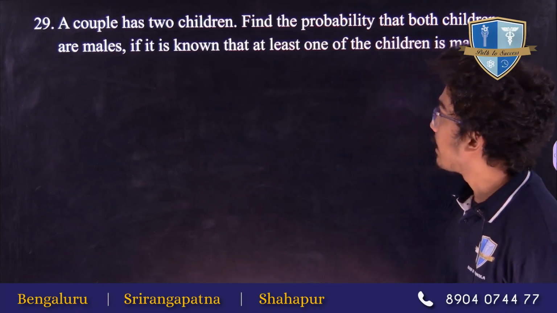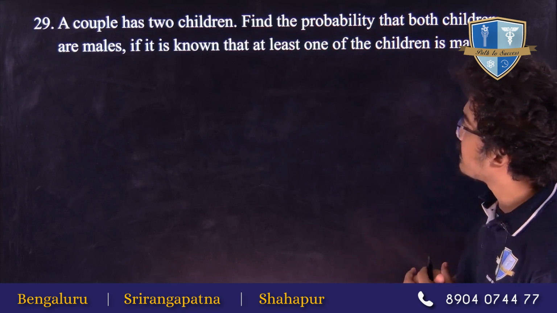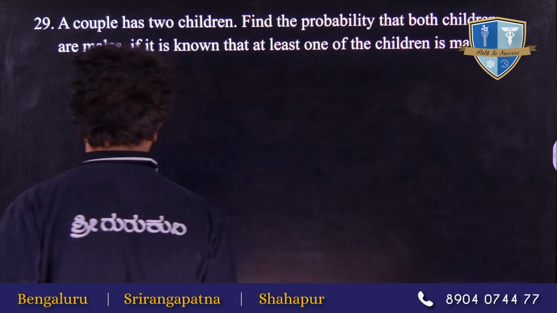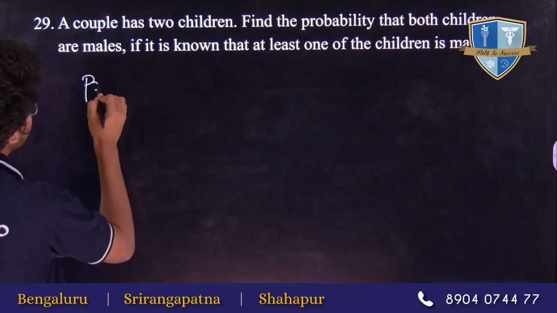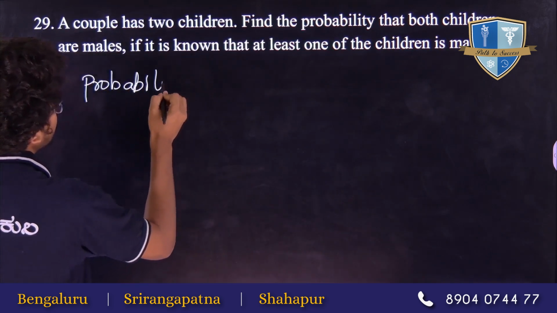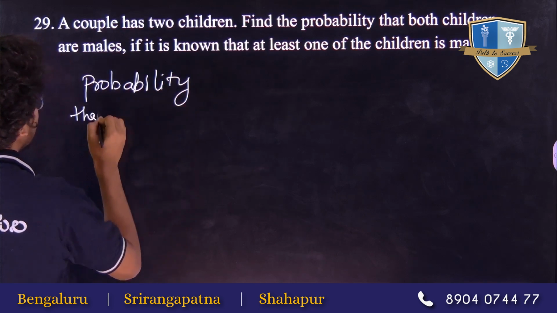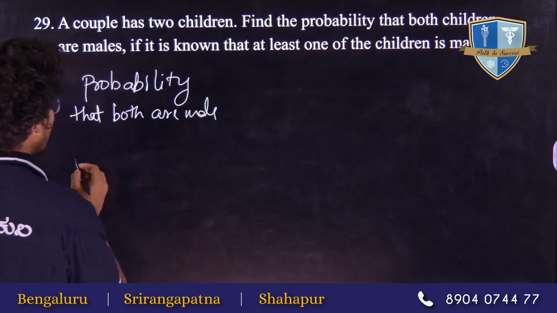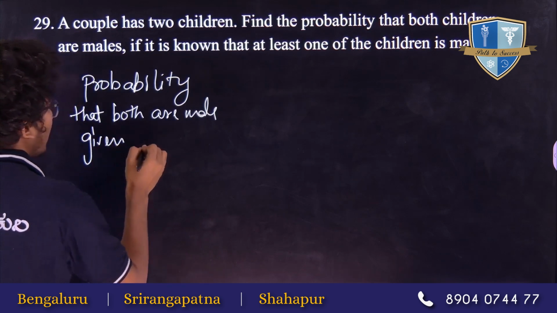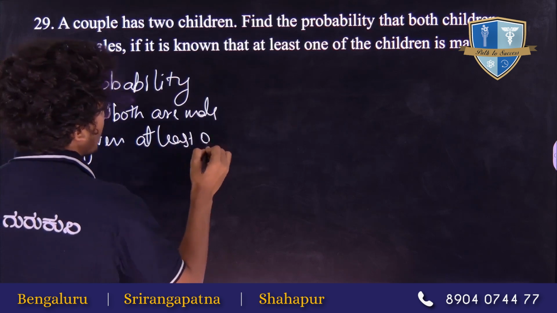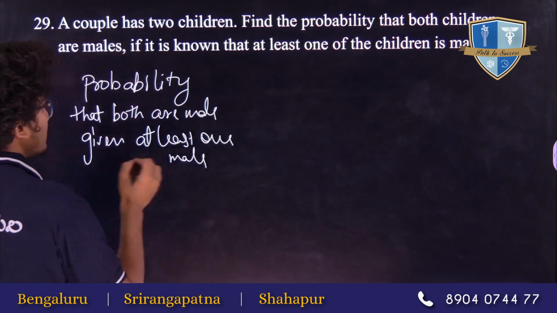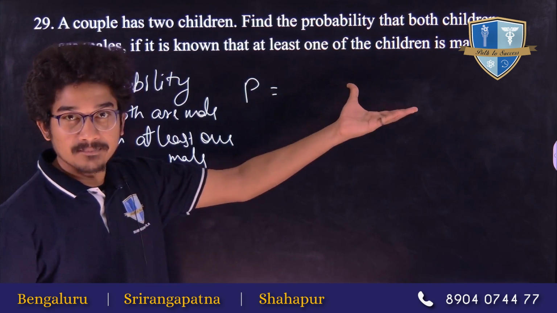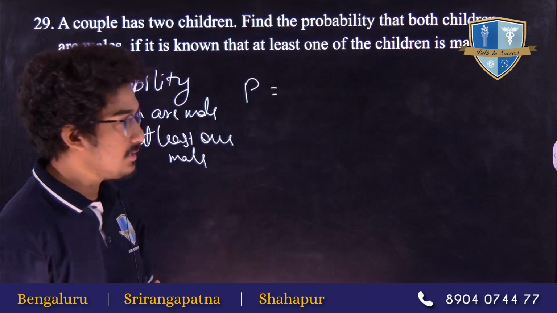So next question is, a couple has two children. Find the probability that both the children are male if it is known that at least one of the children is male. So probability that both are male. And there is one given that at least one male, means let's suppose this probability is P, this will be equal to probability when both are male divided by probability when at least one is male.